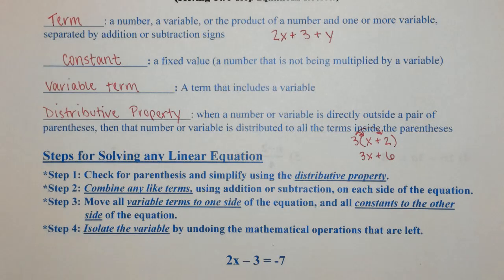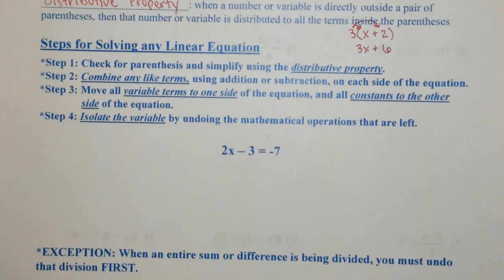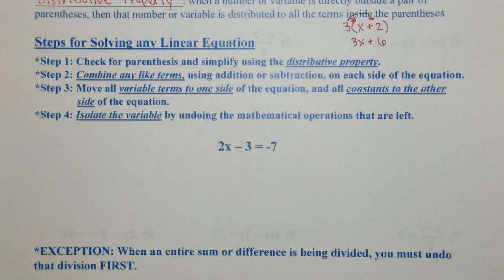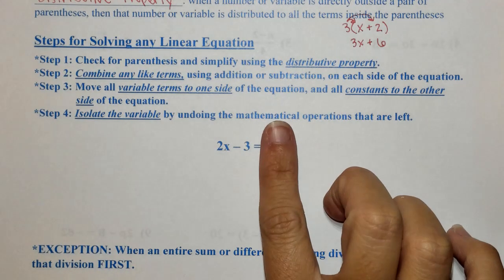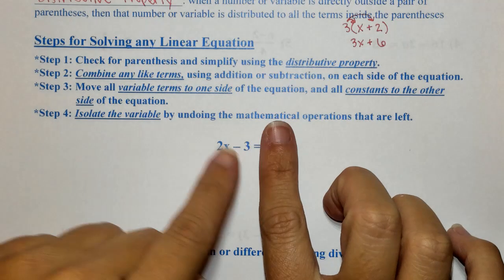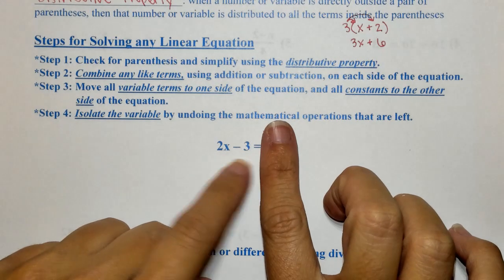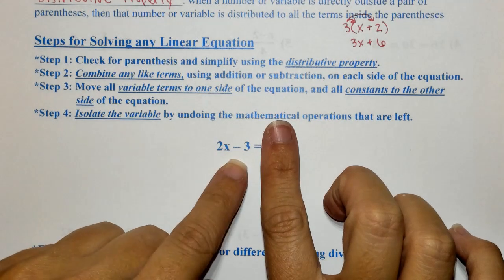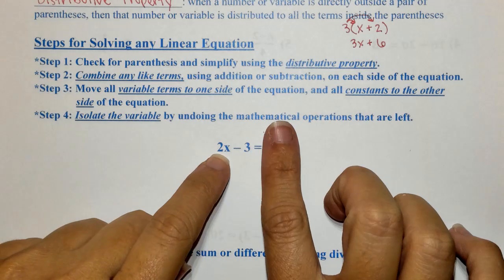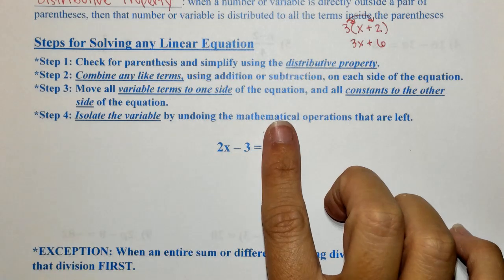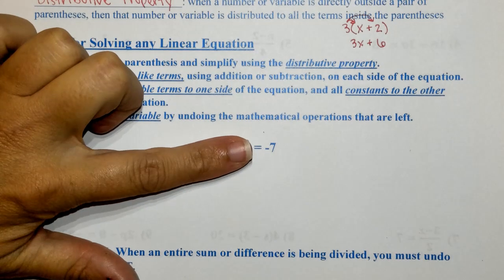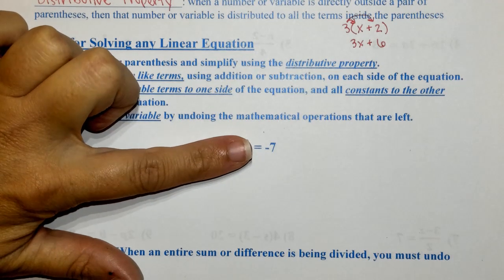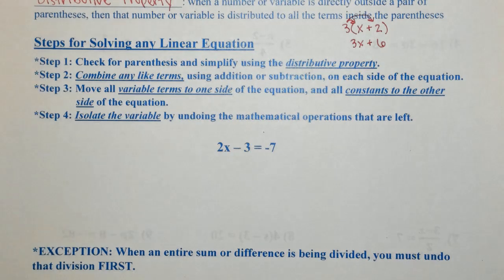So if we look at this example, step 1, there are no parentheses, so we skip that step. Step 2, combine any like terms. We will look at one side of the equation at a time. So I'm looking at the 2x minus 3. I cannot combine those two terms because they are not like terms. One has an x attached to it and one does not. Then I look at the other side. There's only one term there. I cannot combine one term with anything if it is only one term. So then I move on to step 3.